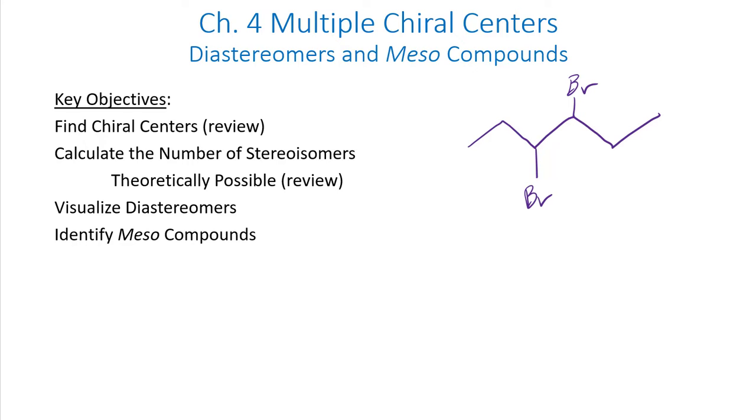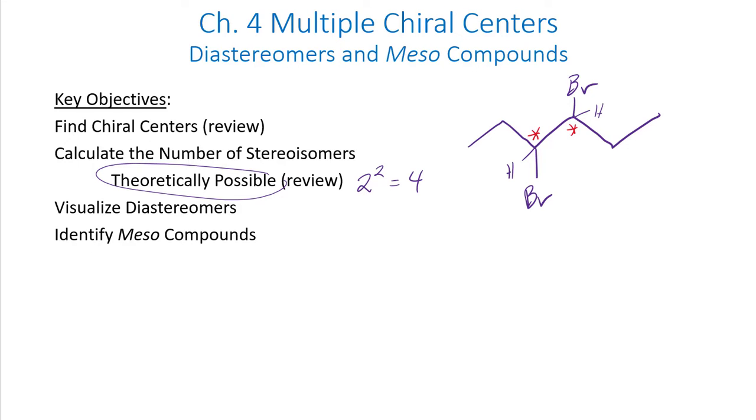So in this molecule we have two chiral centers, the number 3 and 4 carbons, each of which has a hydrogen, a bromine, and an ethyl group. And since we have two chiral centers, we have 2 squared, or 4 theoretically possible stereoisomers. And so let's think about a couple of those.